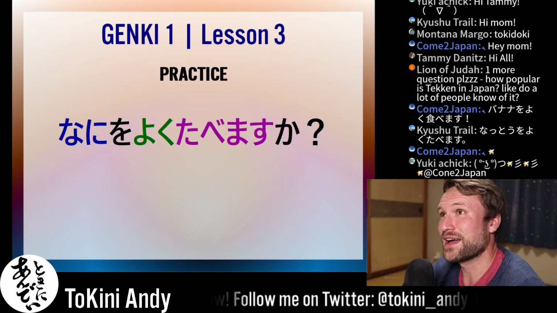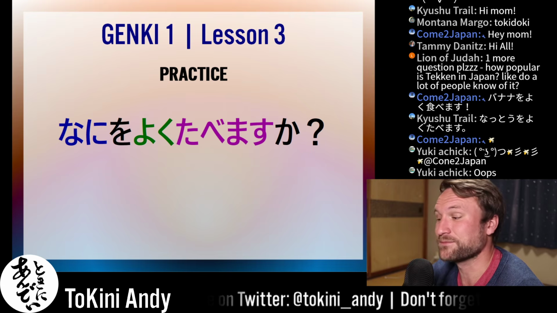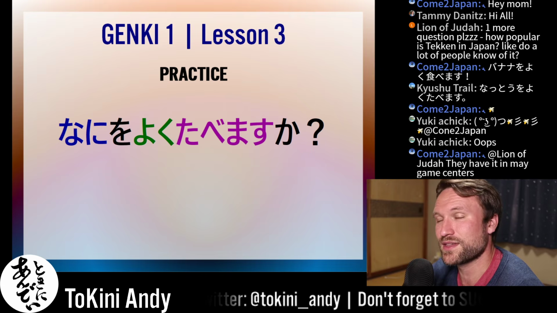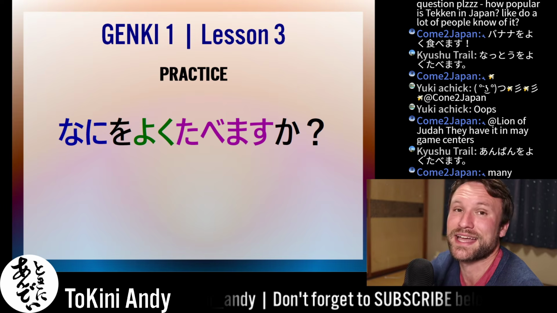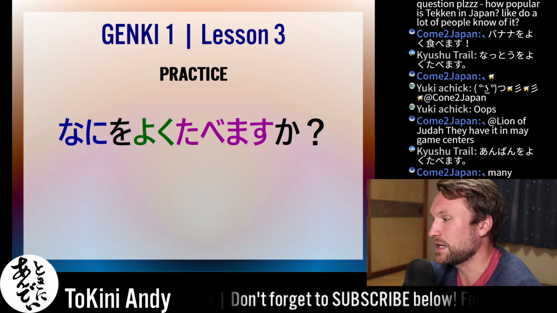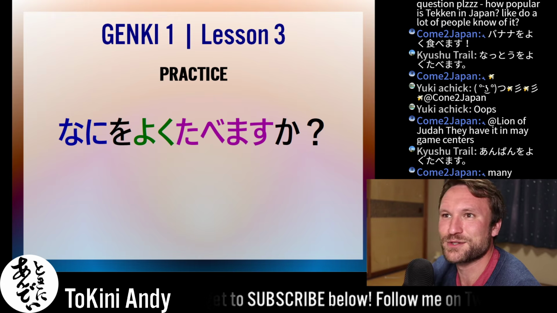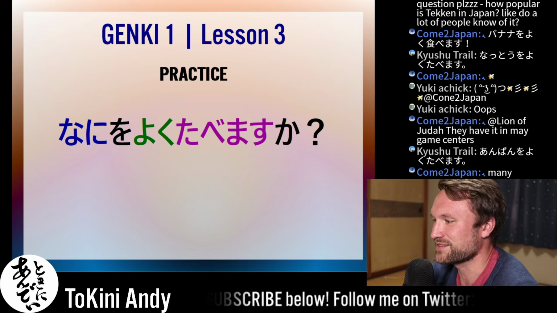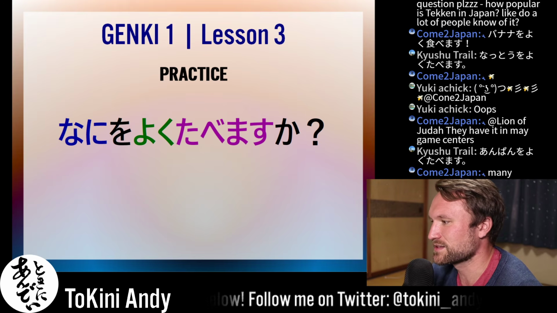You know, I was telling people, when I came back to Japan, I had gained a ridiculous amount of weight. And the only thing I changed about my diet was I started eating natto every morning because I finally had it. I was back in Japan. And I immediately lost 9 kilograms in like a month and a half, 2 months. It was ridiculous. Just from eating natto. It's amazing. Kyushu Trail says, Anpan mo yoku tabemasu.